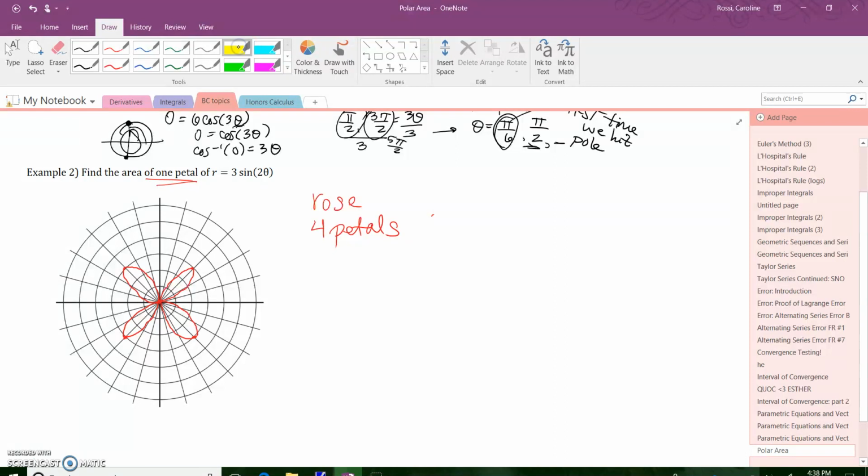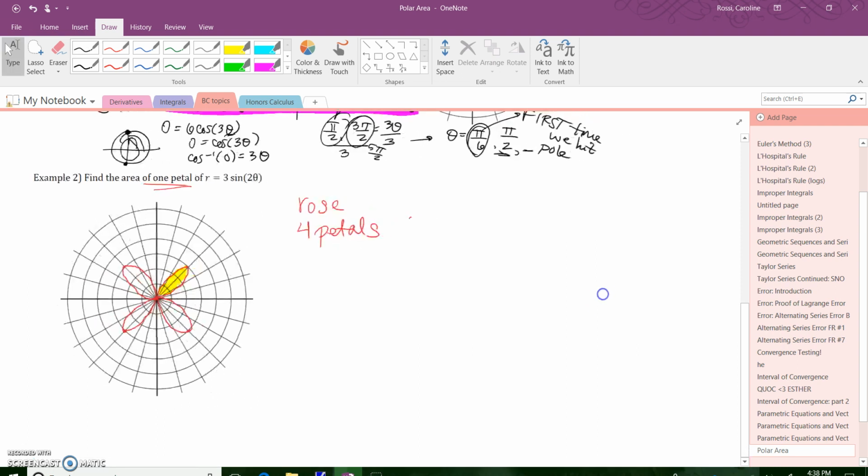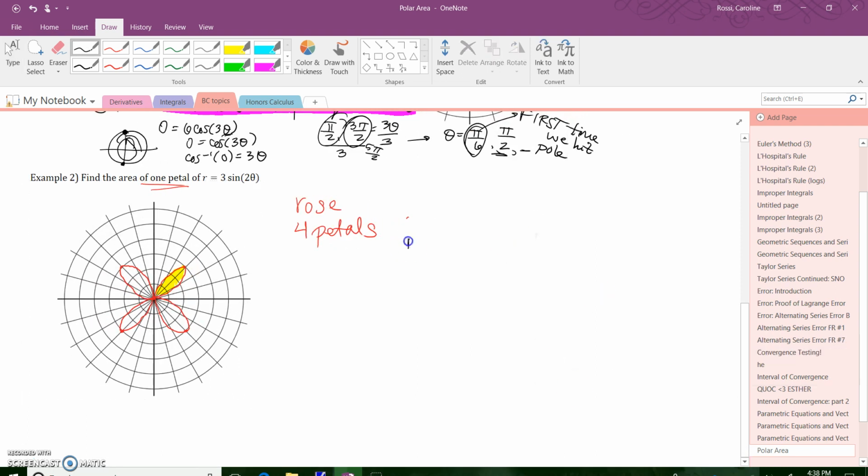Okay, so I want 1 petal. So pretend that you were just given this graph here and you didn't watch it get graphed, so you don't know where it starts or ends. Again, what we want to know is where do I start and where do I hit the pole again. So we're going to go through those steps again here. So where do we start? Make sure you have this sketched first before you continue.